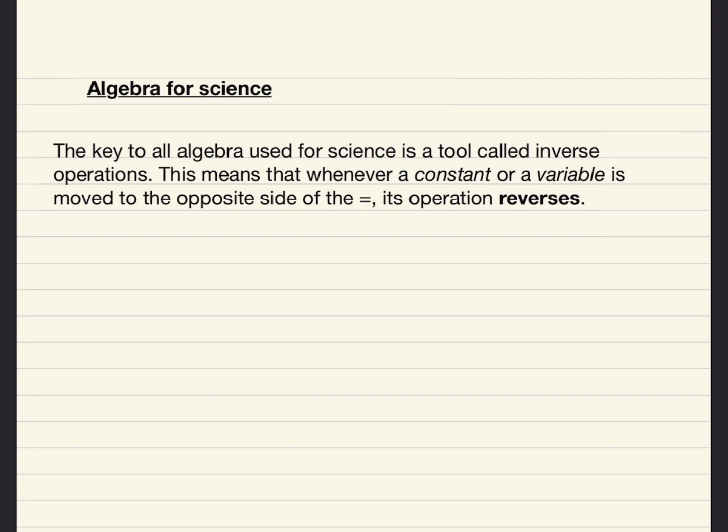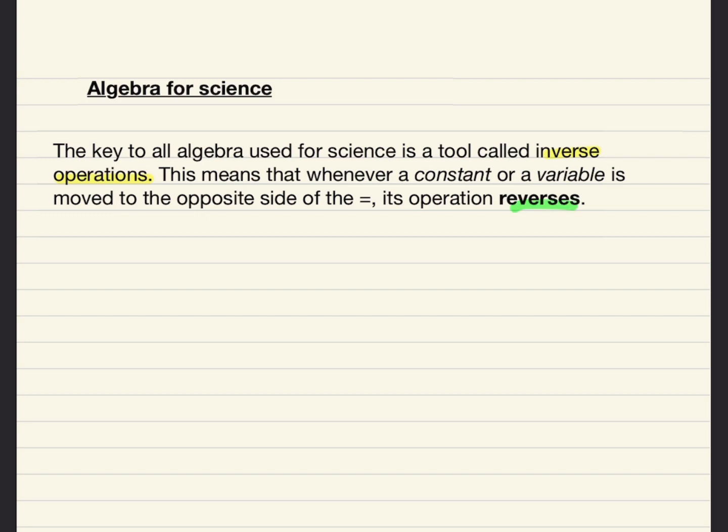The key to all algebra used for science is a tool called inverse operations. And what that basically means is that whenever there's a constant or a variable that is moved to the opposite side of the equation that it finds itself on originally, then the operation inverses.